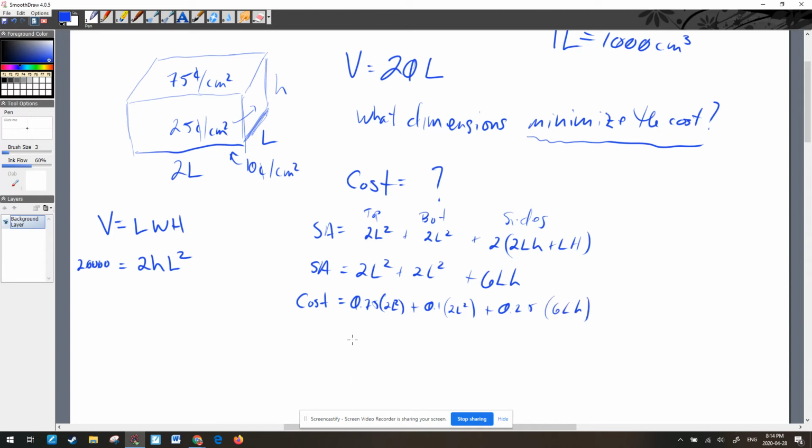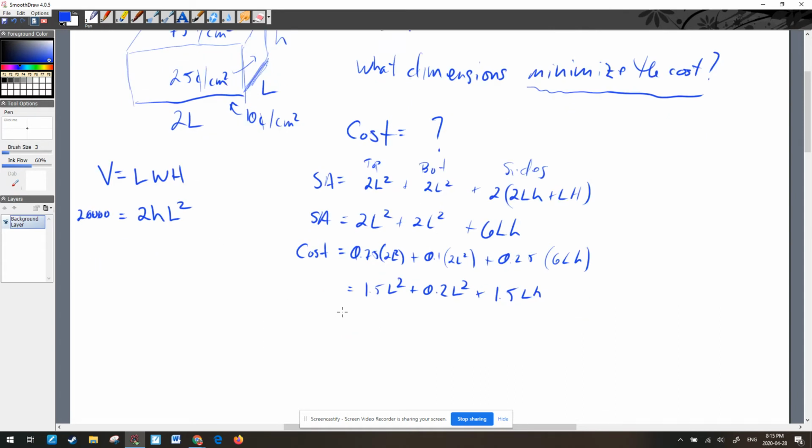Let's do some simplification. That is going to be 1.5L squared plus, I'll do it in excruciating detail, 0.2L squared plus, what is that, $1.50, so 1.5LH. Simplify a little bit more, and that's 1.7L squared plus 1.5LH. And that's what the cost is equal to.